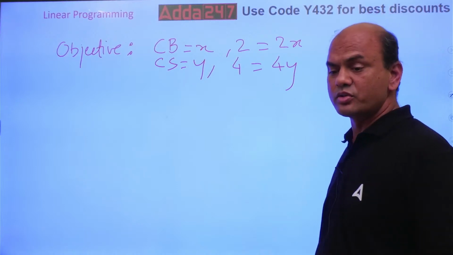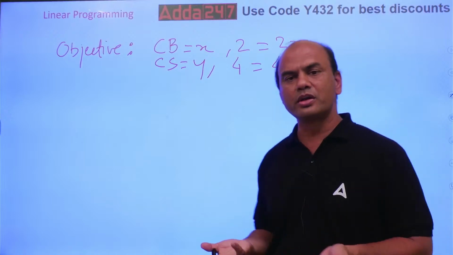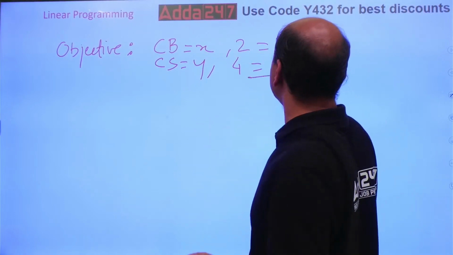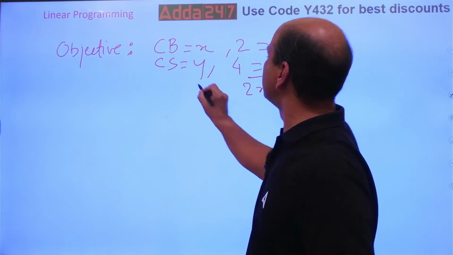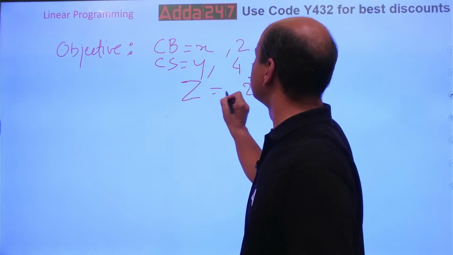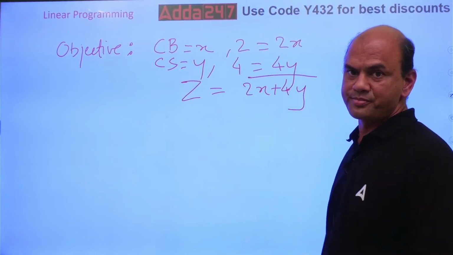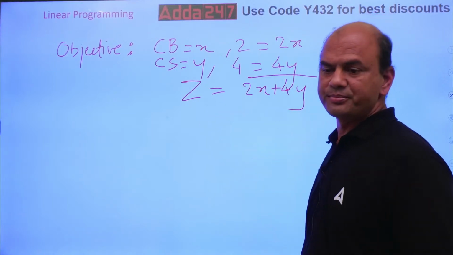On the chess set. So what is my total profit now? I am the owner of the company. I require both. So my total profit will be 2x plus 4y, and this I will call Z. The Z function is always known as the objective function. So this Z function is 2x plus 4y.